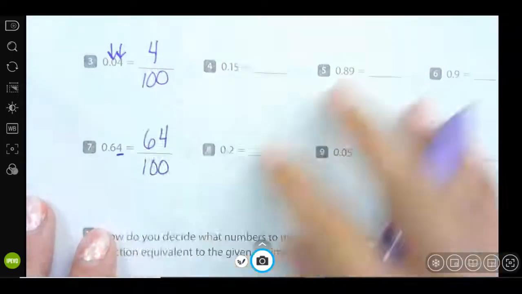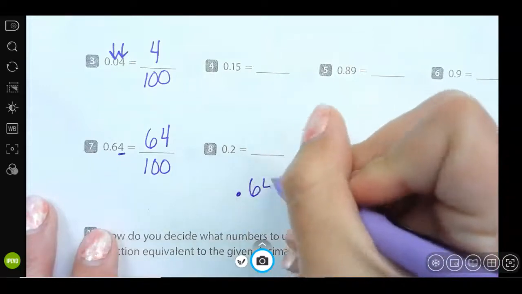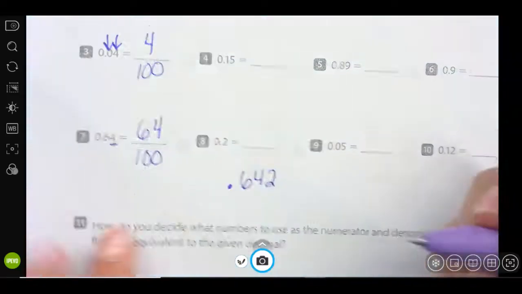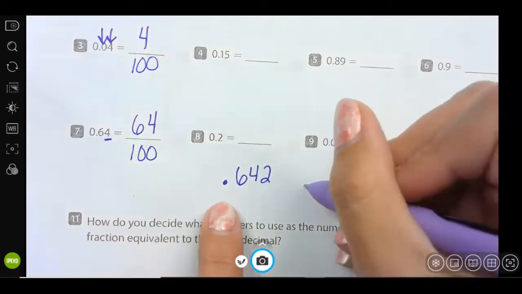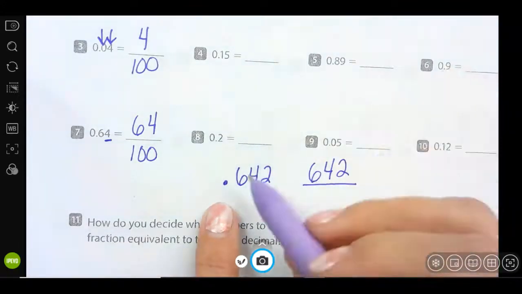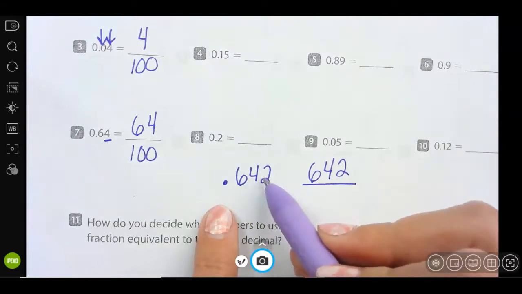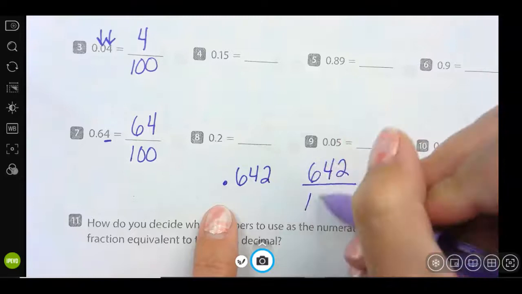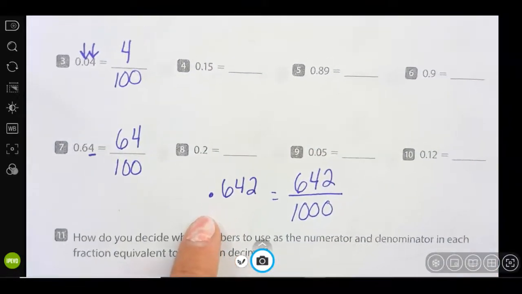There's none on our sheet, but I'll do this for you. We'll do this example. This would be 642, but there's a decimal place. So we're going to write 642. This is the tenths. This is the hundredths. This is the thousands. Okay.